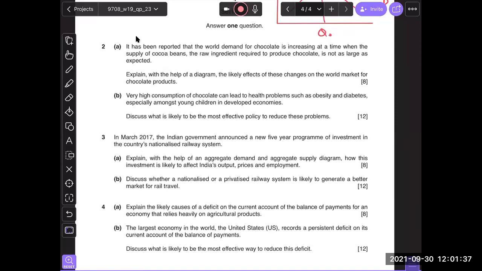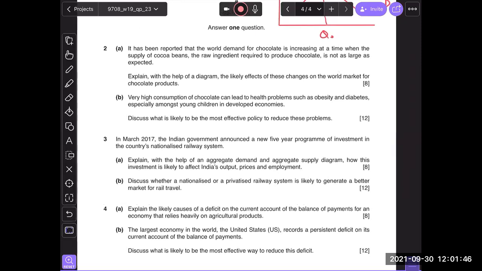Very high consumption of chocolate can lead to health problems such as obesity and diabetes, especially among young children. Discuss what is likely to be the most effective policy to reduce these problems.